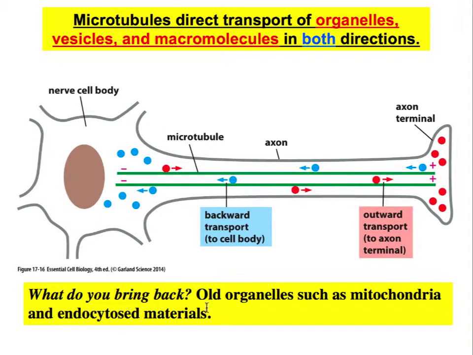Just to mention this, that cargo is normally sent in this direction to deliver neurotransmitter and other materials. But what's coming back? Well, those could be old organelles such as worn out mitochondria and other material that's been endocytosed by the far reaches of the cell. So this is a fantastic mechanism that transports material along these filaments.